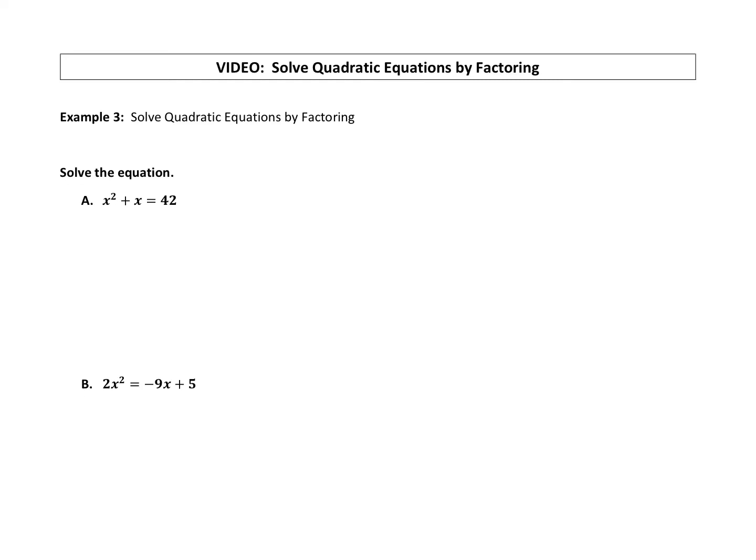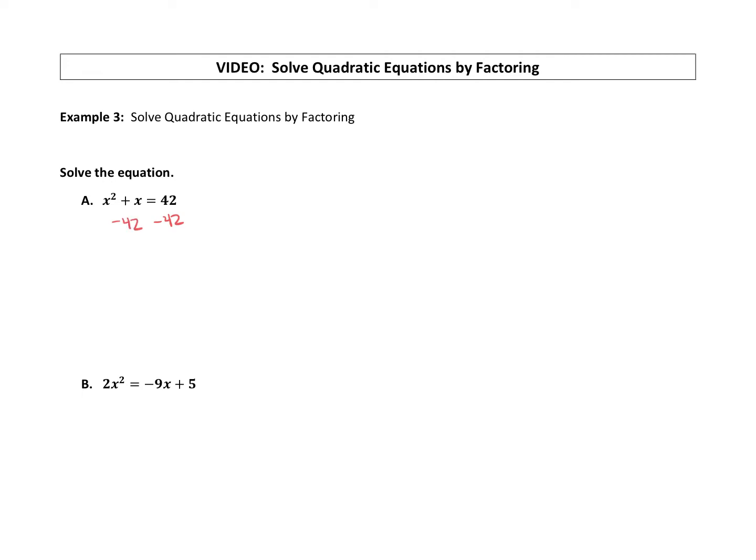Okay, we are going to solve quadratic equations by factoring in this video. We want to apply the zero product property that we saw in our last video, so that means we need to set our equation equal to 0. We have in part A, x squared plus x equals 42. What we want to do is get everything on the same side, so I'm going to subtract 42 from both sides.